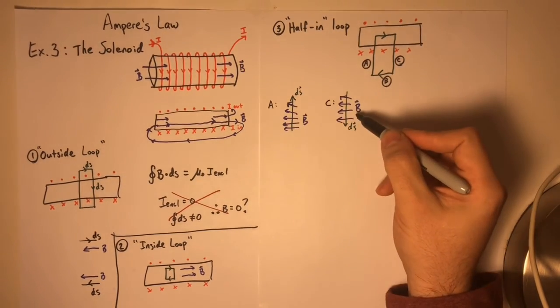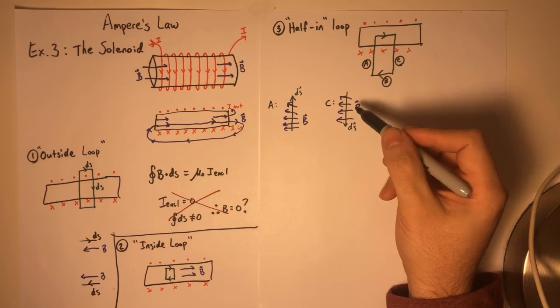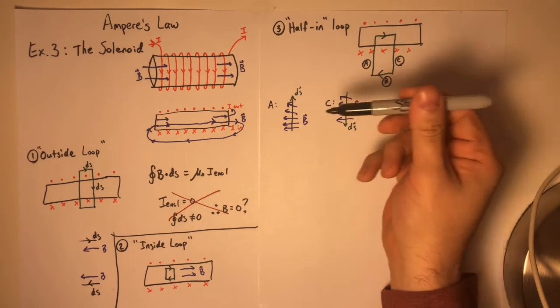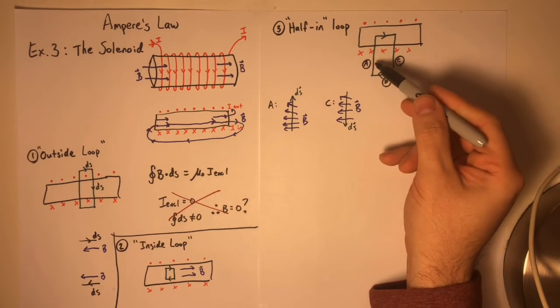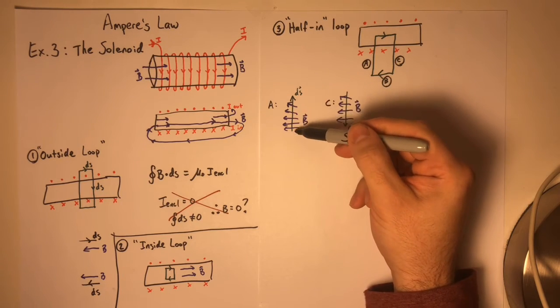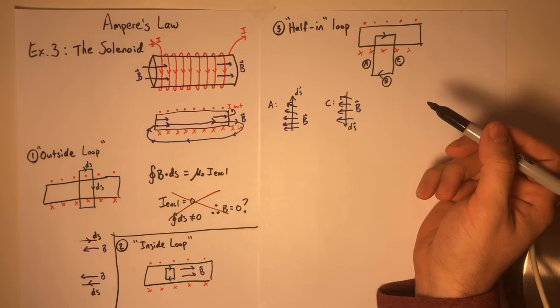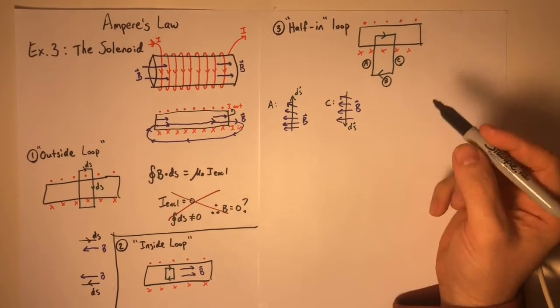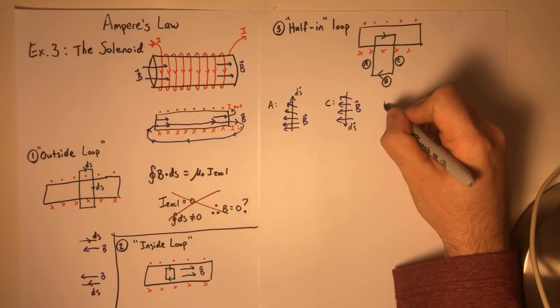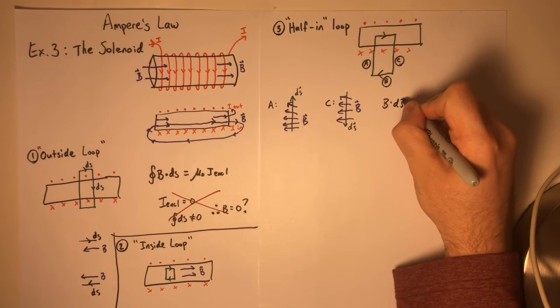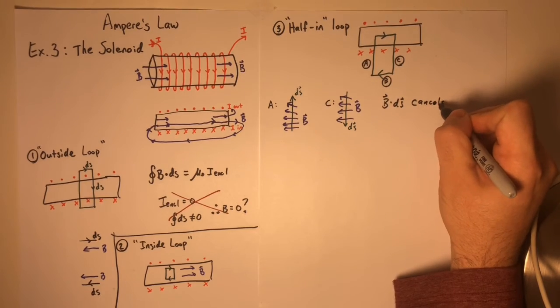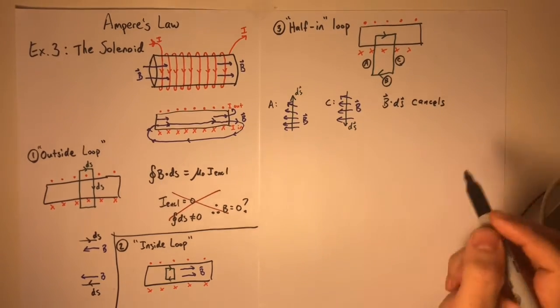This is kind of a crude sketch of what's going on. But even if you take into account that the magnetic field lines may not be entirely perpendicular to these two segments, even if there is a slight upward or downward component, you notice that the ds runs in opposite directions for A and C, so the B dot ds cancels for both of these.